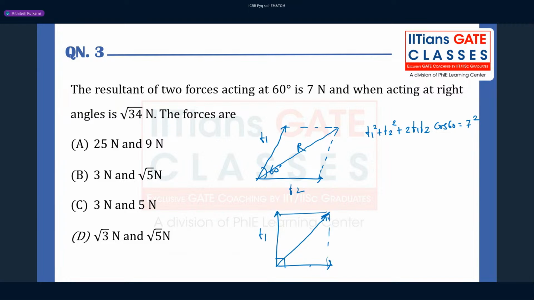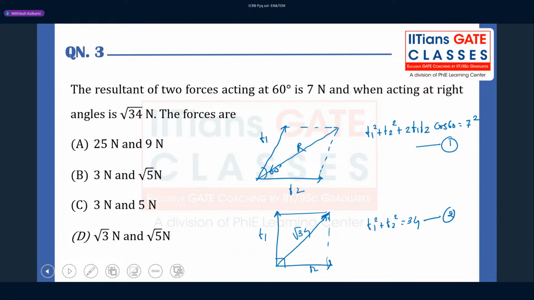This is F1, this is F2, under root of 34. So F1 square plus F2 square is equal to 34 is what we can write. So we have equation number 1, which is from the parallelogram, and we have equation number 2, which is from the square. Okay, let's call it a rectangle, because we don't know whether F1 and F2 are the same or not. Options are not the same, so it means they are different.